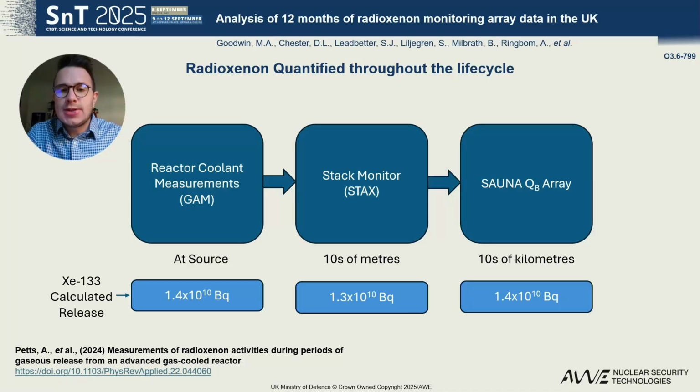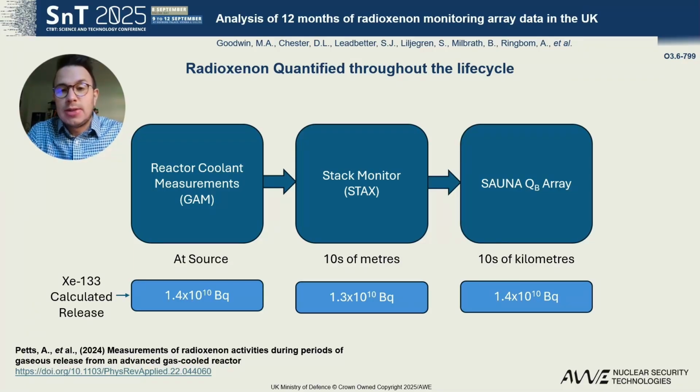So where does this leave us in terms of the xenon-133 in particular that was measured throughout the radioxenon life cycle? Well, we've got measurements of the core coolant using the GAM system, and there's some published work available on this. From this data set, it's possible to calculate a release magnitude, and this is around 1.4 times 10 to the 10 becquerels in total.